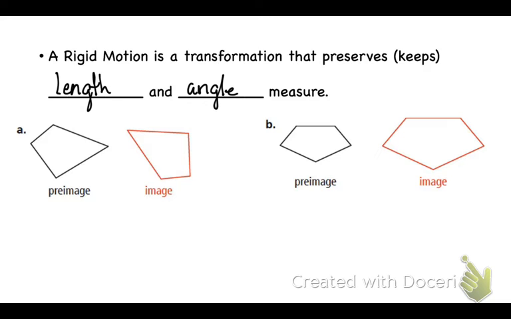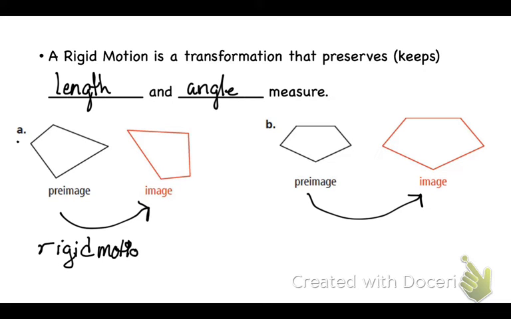So a pre-image is pre of the image, yes? It went from here to here and from here to here. Is it a rigid motion? Look at your paper. It would be easier to see. Yes. The length and the angles stay the same, yes? On my screen, it kind of squishes it up. So, rigid motion. Okay. What about B? No. Not a rigid motion.